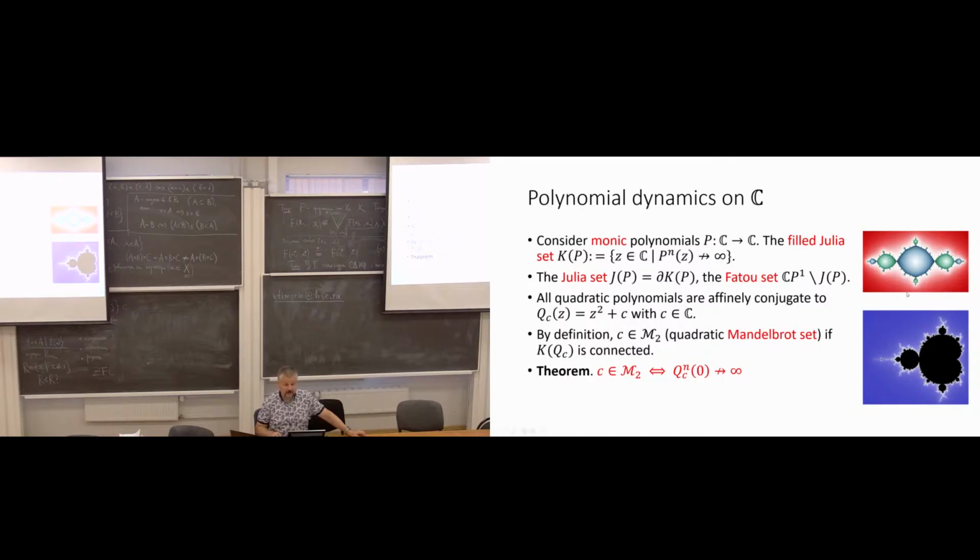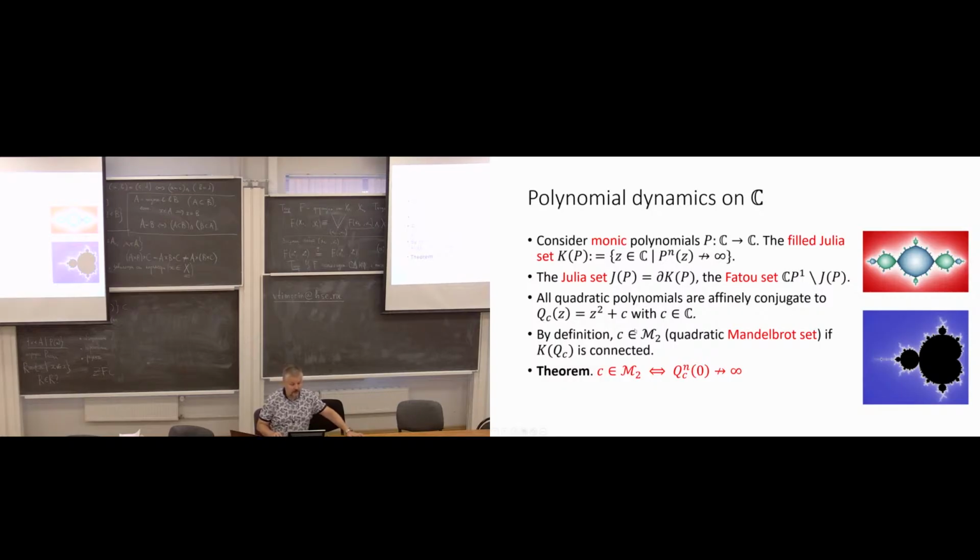For example, in this picture, this is the so-called basilica. You see many components. Some of them are colored blue, some of them are colored green. And all these components are Fatou components. The Julia set is just the boundary of the figure.